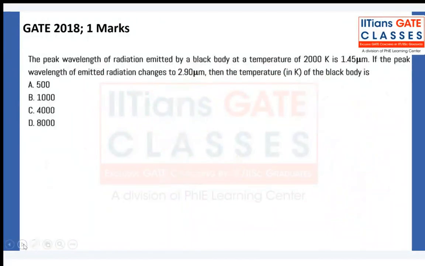The peak wavelength of radiation emitted by the black body at temperature T1 is lambda max 1. Peak wavelength means maximum wavelength. If the peak wavelength of emitted radiation changes to lambda max 2, then I need to find out T2. Can you find this out?